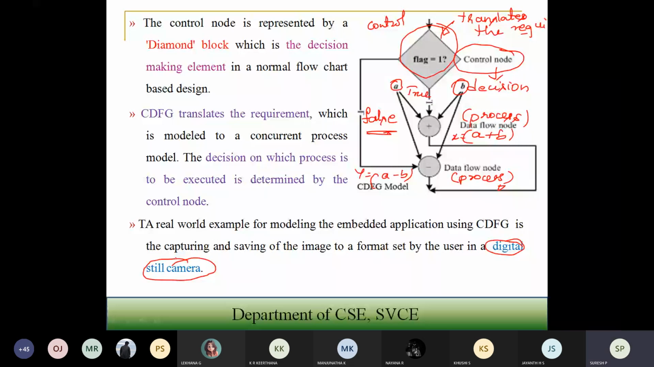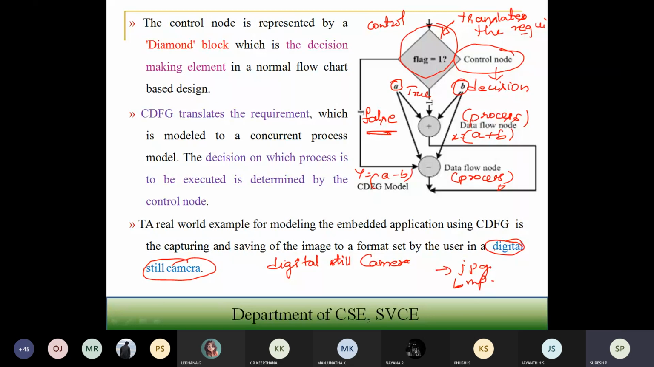So what type of format has to be saved? You know that the JPEG format is there, BMP format is there, and there are some more formats, right? Depending upon the type of selection you make, the image will be stored inside your camera in that type of format. That's the example they have given according to the textbook.